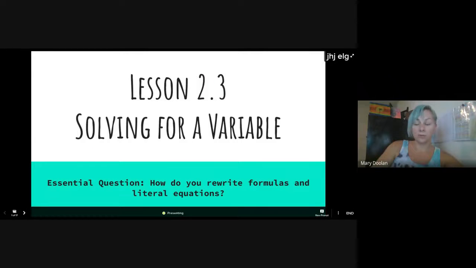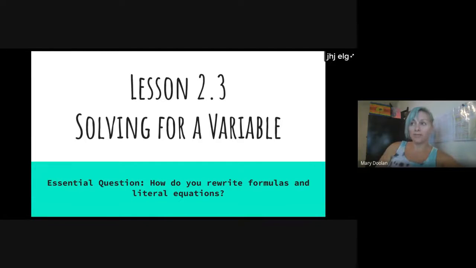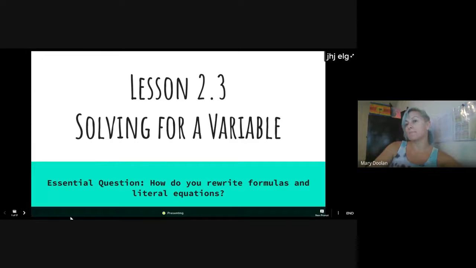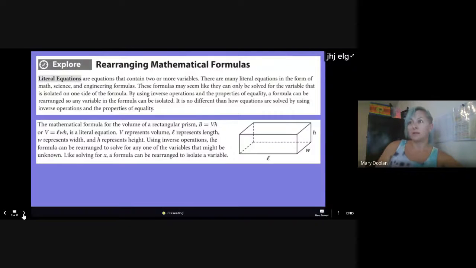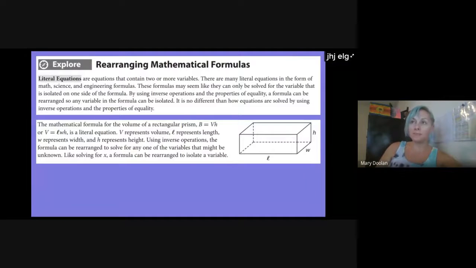So our lesson is 2.3, solving for a variable. Your EQ is: how do you rewrite formulas and literal equations? When we talk about mathematical formulas, these are types of literal equations. A literal equation is defined as containing two or more variables. There are lots of literal equations that show up in math and science and engineering.